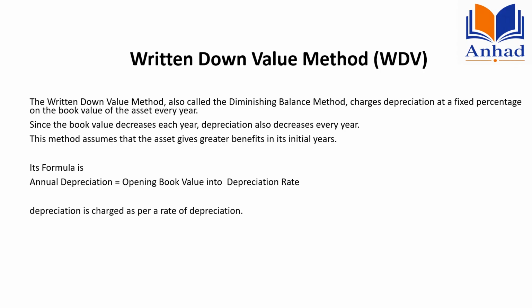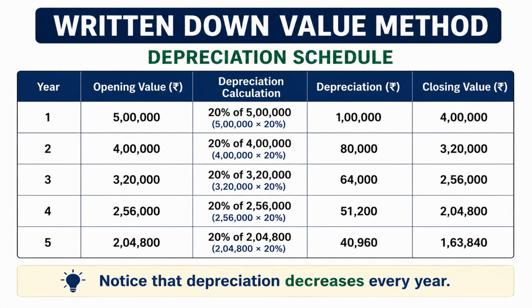This method assumes that the asset gives greater benefits in its initial years. Its formula is: annual depreciation is equal to opening book value into depreciation rate. Depreciation is charged as per a rate of depreciation. Example: cost of machine is equal to 5 lakhs rupees. Rate of depreciation is equal to 20%.